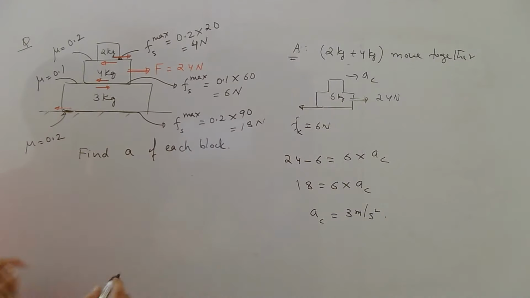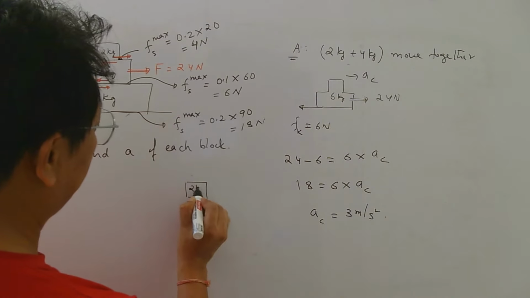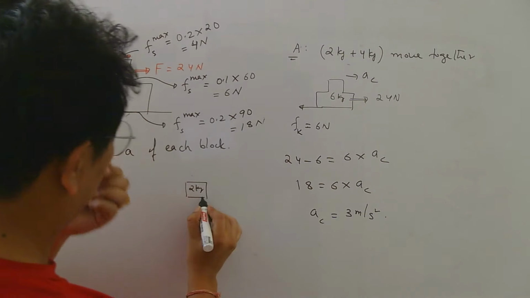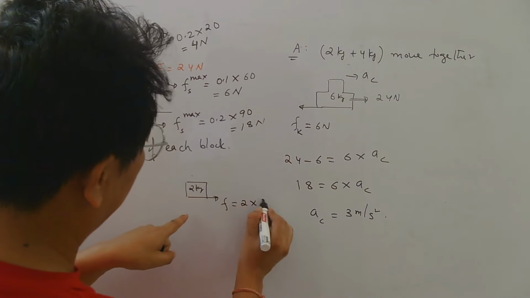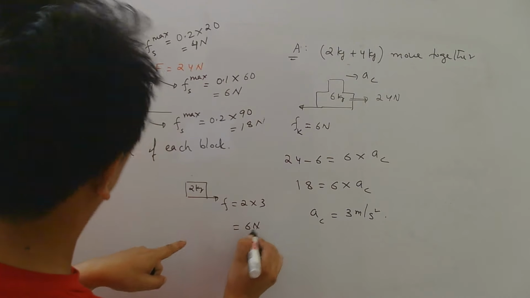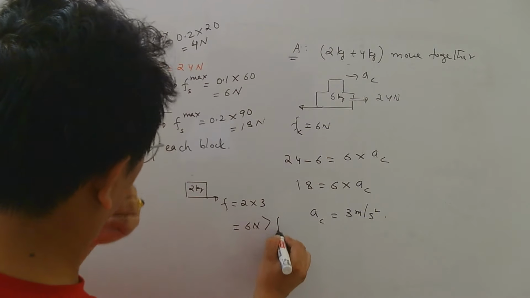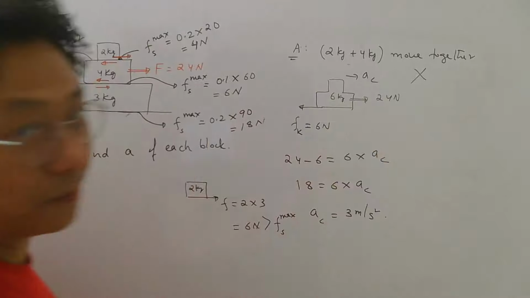But is it correct? For that we need to check for 2 kg free body diagram. So for 2 kg, this is the only friction force, that should be MA. M is 2, A is 3, this is coming 6 Newton. But here, oh, this maximum static friction is 4, sorry. So this is also not possible.